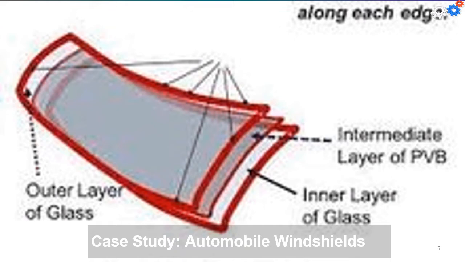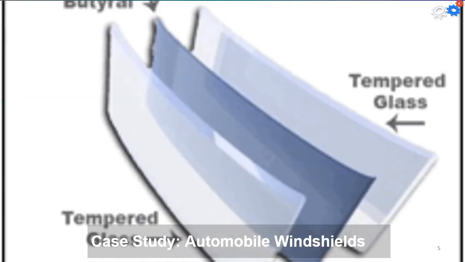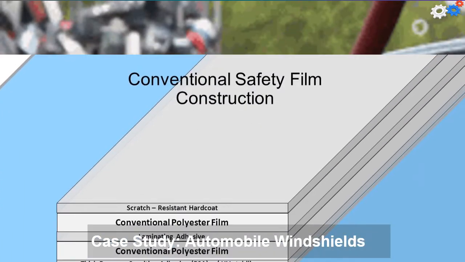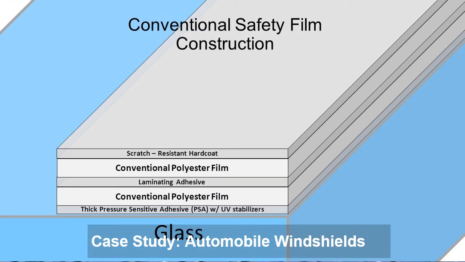It's fabricated by sandwiching two pieces of glass on either side of a tough polymer sheet. Should this laminated glass fracture, the glass splinters are retained by the polymer sheet, and the windshield remains relatively transparent.